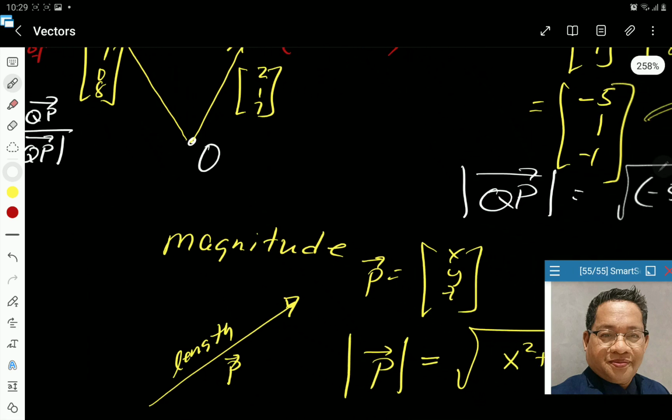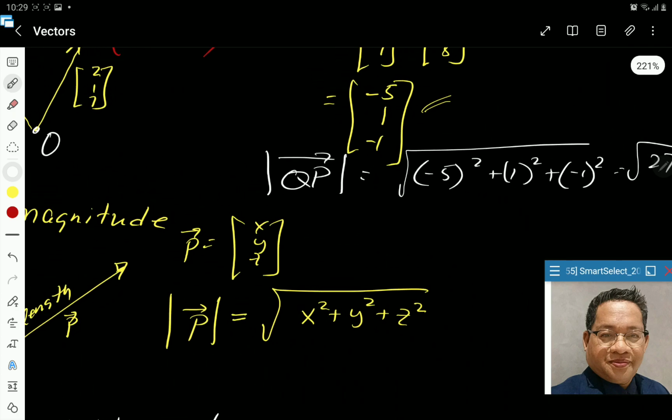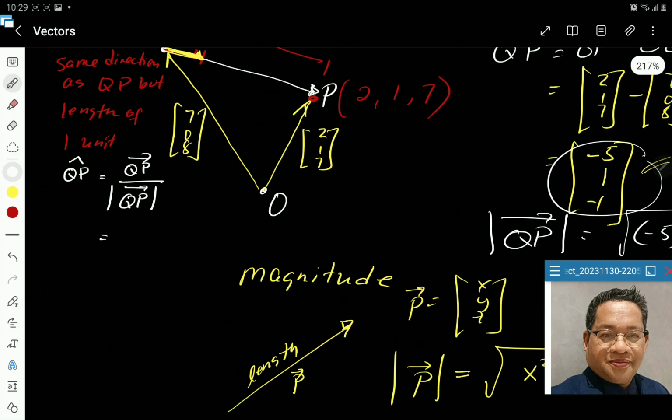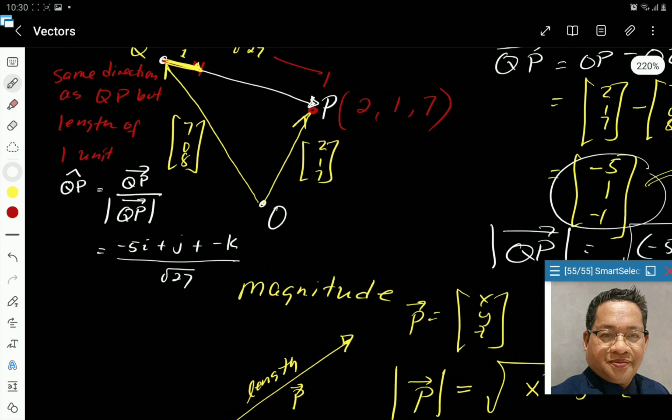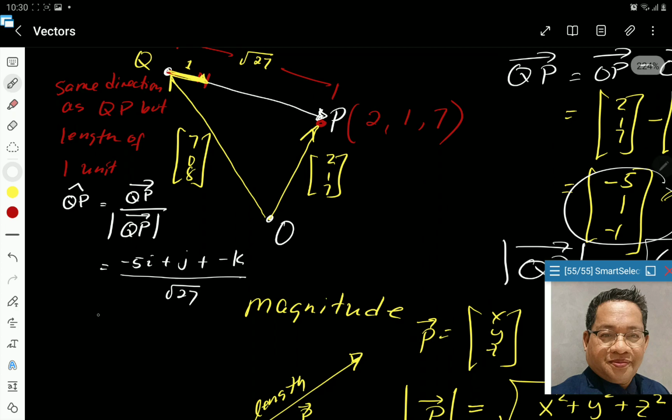Your vector QP is, what is it again? Negative 5, 1, negative 1. Your vector QP is negative 5i plus 1j minus 1k, divided by square root of 27, because it's the vector divided by the length of the vector. Or it's actually the same as this, 1 over square root of 27 times negative 5, 1, negative 1.